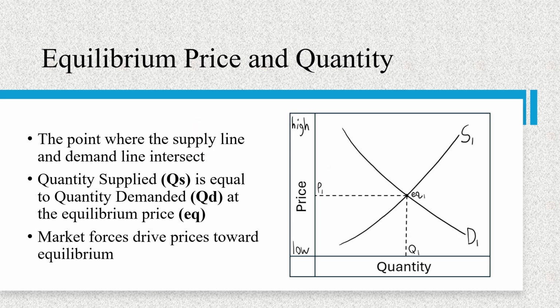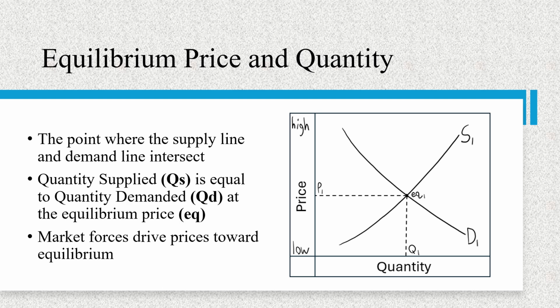So finally, putting the supply and demand curves together, we find the equilibrium price and quantity, which is the point where the supply line and demand line intersect, and quantity supplied is equal to quantity demanded at the equilibrium price. So this is essentially the point where suppliers and consumers can come together, shake hands, and say, at this price, I will buy this. At this price, I will sell this to you. So this is basically the point where people's happiness and satisfaction with the deal is maximized.